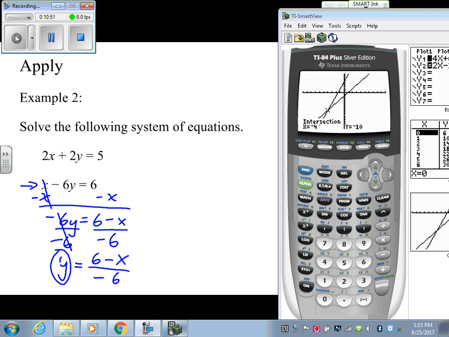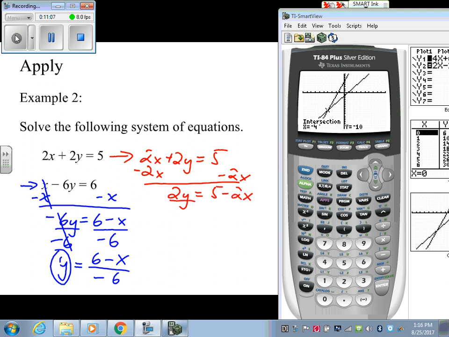Now I'm going to do the same thing with my other equation. I had 2x plus 2y equals 5. To get y by itself, I'm going to subtract the 2x from both sides. I have 2y equals 5 minus 2x, and then I'm going to divide both sides by 2. So I have y equals 5 minus 2x all over 2. All right, now I need to get that into my calculator.